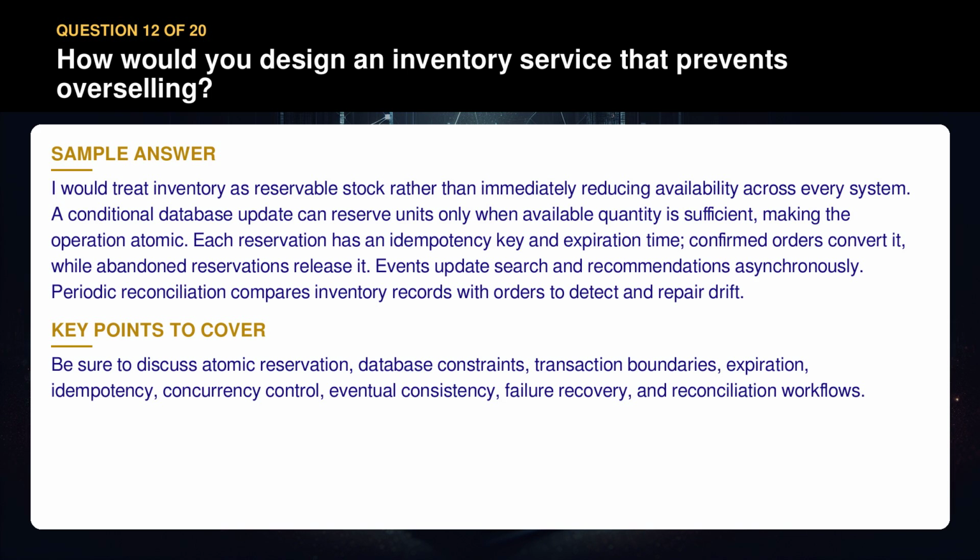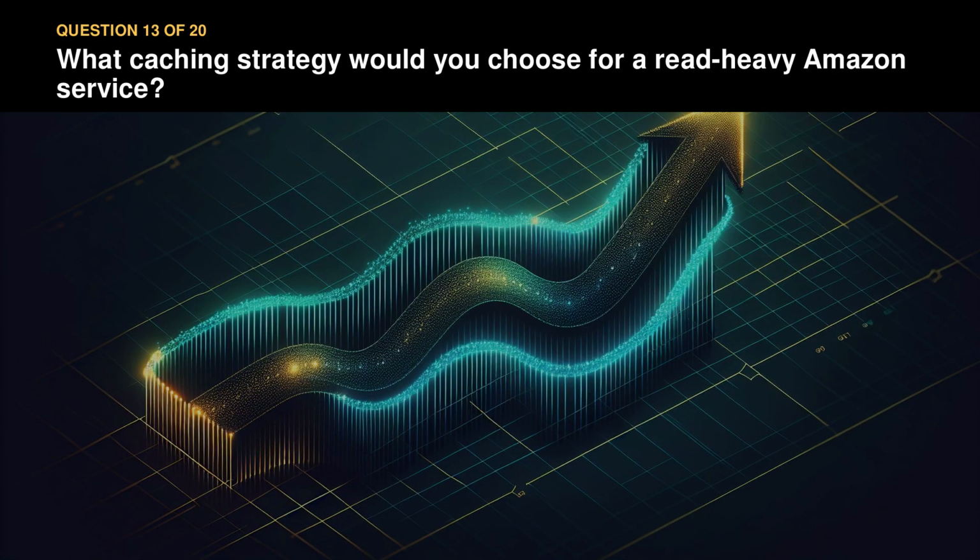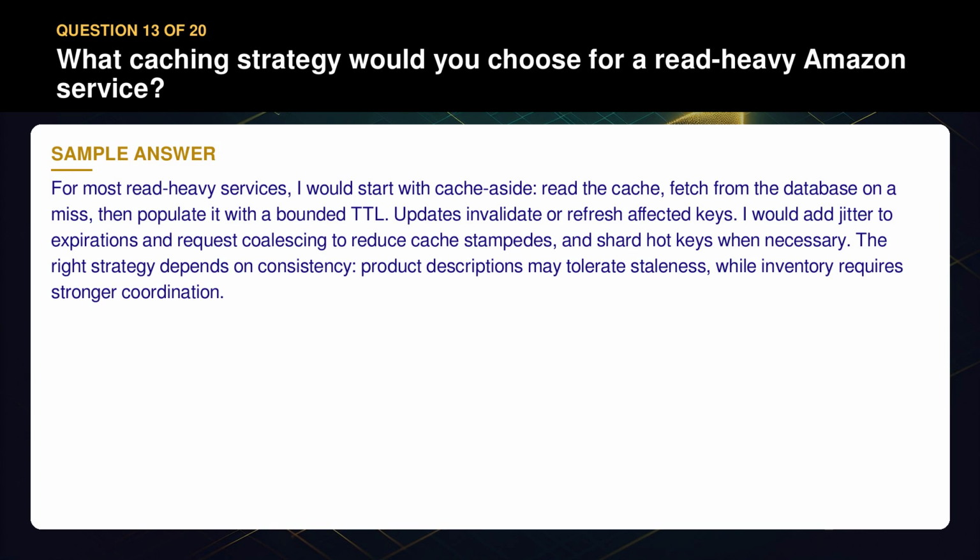Question 13. What caching strategy would you choose for a read-heavy Amazon service? For most read-heavy services, I would start with cache aside. Read the cache, fetch from the database on a miss, then populate it with a bounded TTL. Updates invalidate or refresh affected keys. I would add jitter to expirations and request coalescing to reduce cache stampedes, and shard hot keys when necessary.